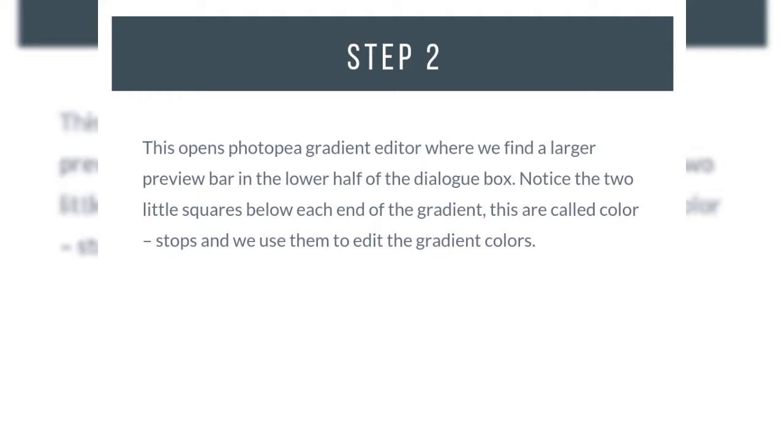Step 2. This opens Photopea's gradient editor, where we find a larger preview bar in the lower half of the dialog box. Notice the 2 little squares below each end of the gradient. These are called color stops, and we use them to edit the gradient colors.